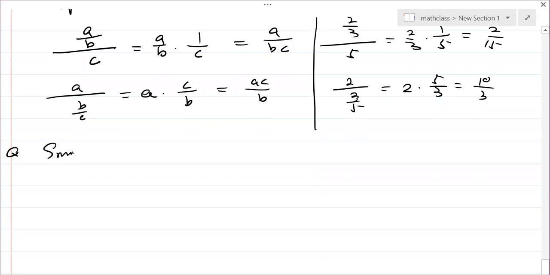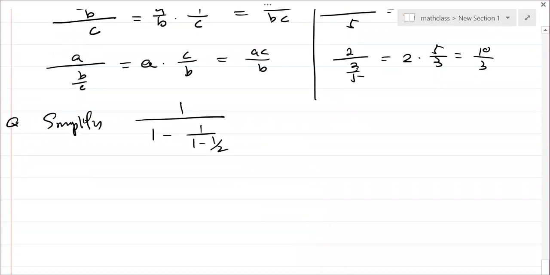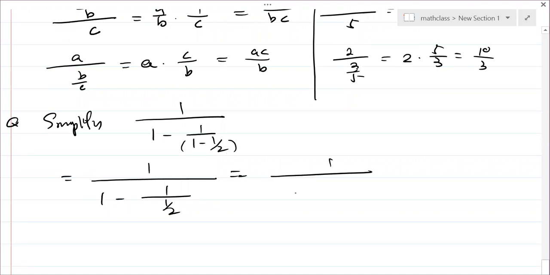Okay, let's try to simplify the following: 1 over 1 minus 1 over 1 minus 1/2. Oops, that's a very complicated number. Well, you have to do it step by step. The first step is 1 minus 1/2 is 1/2 here, this part. So it is going to be 1 over, 1 divided by 1/2 is 1 times 2, so just 2. So the answer is -1.